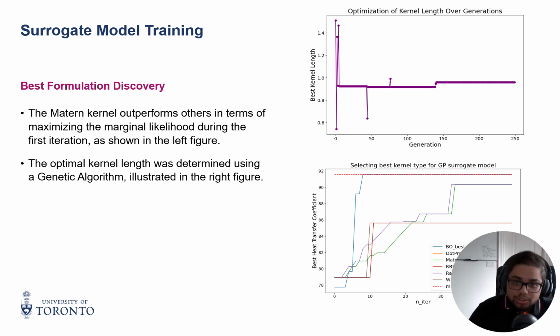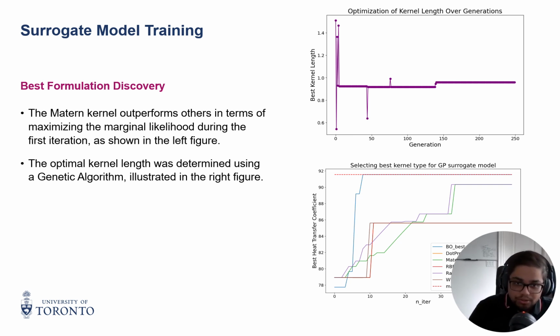One of the most critical decisions when training a Gaussian process model is choosing the right kernel, as it governs how the model interprets the relationships between data points. We compared several kernels, and the return kernel stood out because it maximized the marginal likelihood during the first iteration, meaning it gave the best probabilistic fit to our data. But we didn't really stop there.